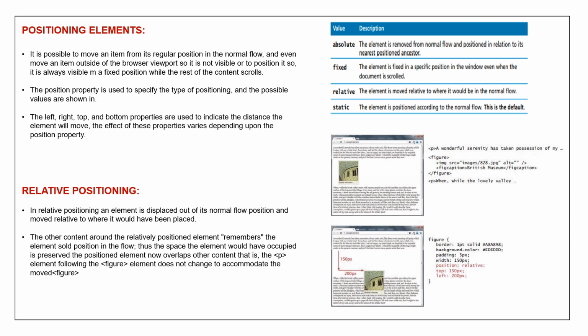Here is a figure which describes the relative positioning. Here the figure is described: the border is 1pt solid and the background color is identified with a tag, the padding is kept at 5px, the width is 150px, and the position is relative because it is a relative positioning. Next, the top is at 150px and the left is positioned at 200px.